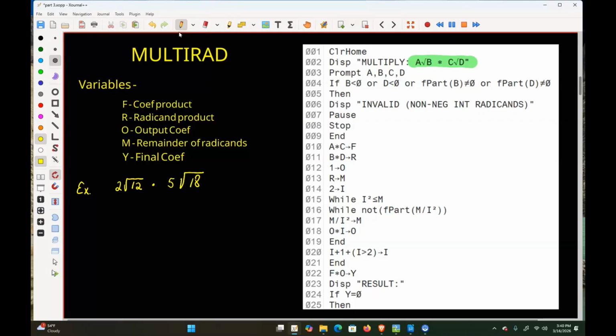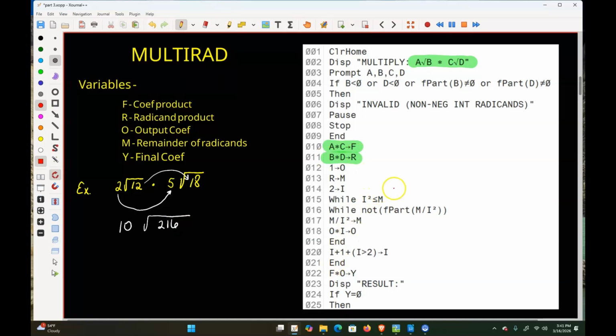And just like you were probably taught in your math class, we're going to say 2 times 5 is 10. Here, we're saying A times C, which is multiplying the coefficients together. And then we're going to multiply the radicands together. So 12 times 18 is 216. So that's what we're doing here.